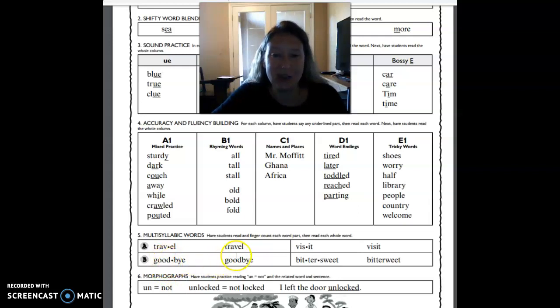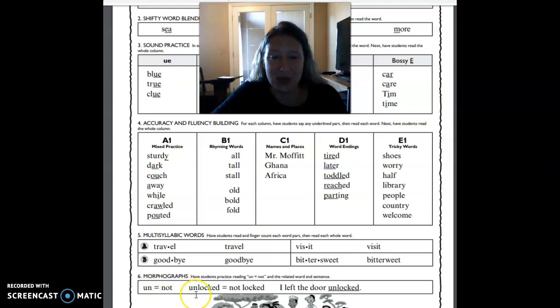Now for our multisyllabic words. Read the word parts and then the whole word. Ready? We'll start with row A. Travel. Travel. Next word. Visit. Visit. Now row B. Good. Goodbye. And the next one. Bittersweet. Bittersweet.